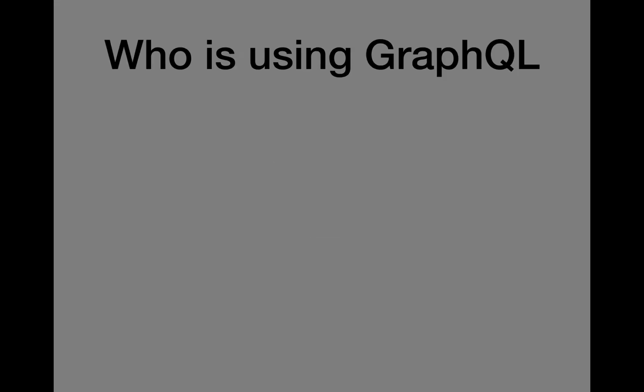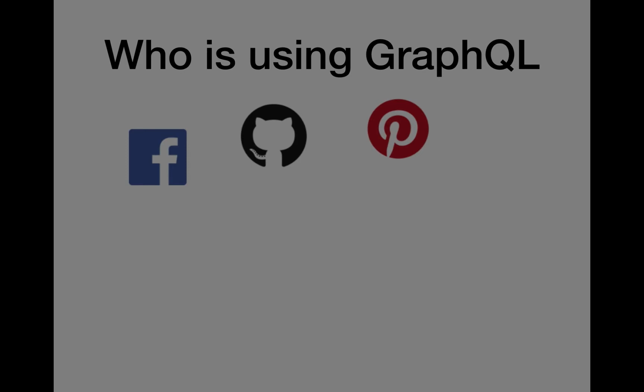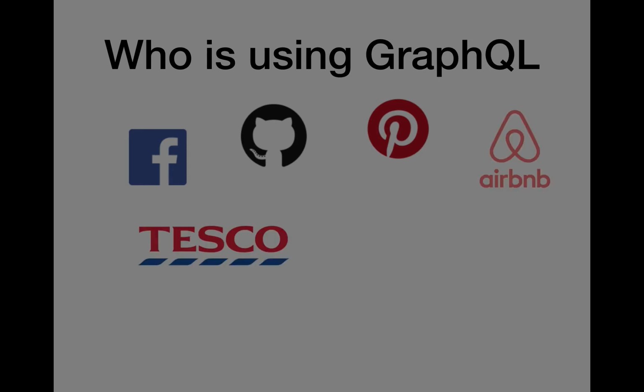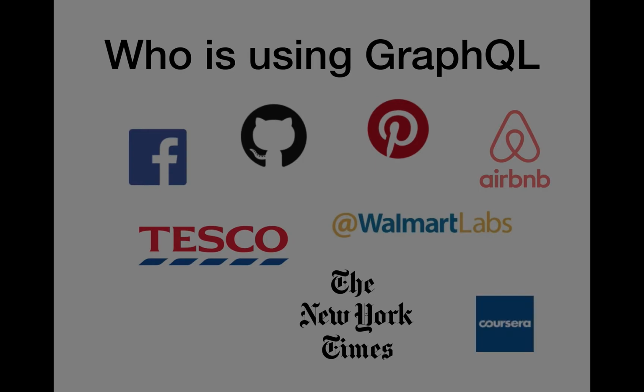So let me show you who's using GraphQL. Well, Facebook obviously, but also GitHub. They used to have a public REST API. Now they don't have a REST API anymore. They have a public GraphQL API. So that's a big one, I think. Pinterest, Airbnb, Tesco, talking about big companies, Walmart, the New York Times, Coursera, Intuit, so you name it. If you go to graphql.com, you will see a huge list of other companies that use it.